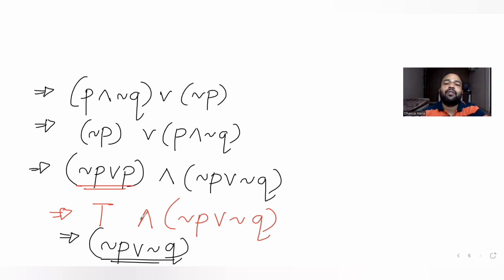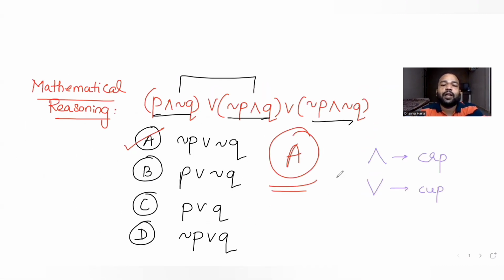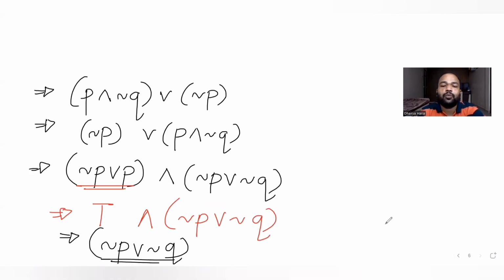So if I just apply the formulas with the second method, I get that same answer as negation P cup negation Q, and that matches with option A. So with the second method also you get that same answer A.